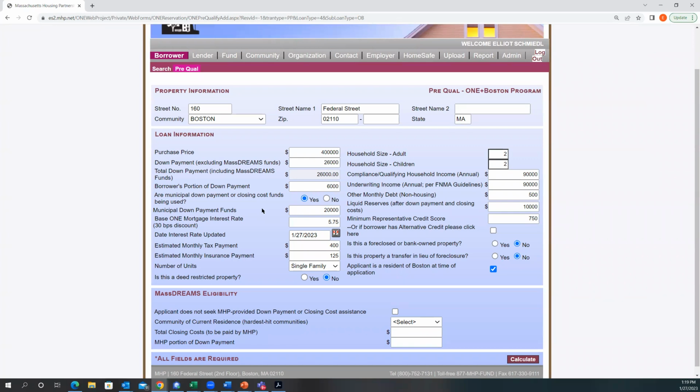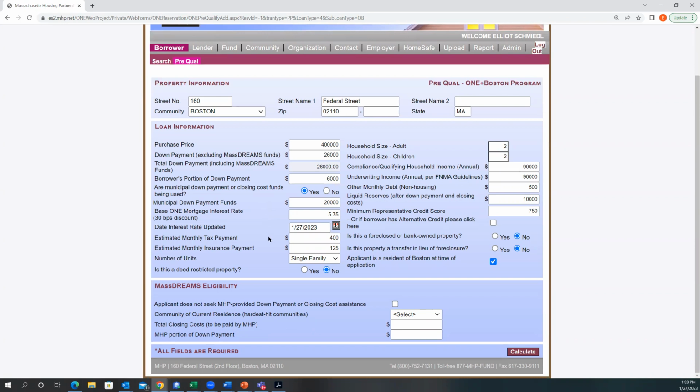Moving now to the bottom of the pre-qual page to the section titled MassHousing Eligibility, please only check the box indicating that the applicant does not seek MHP provided down payment or closing cost assistance if you know for a fact that the applicant doesn't qualify for MassHousing. If there's any question at all, please don't check that box.